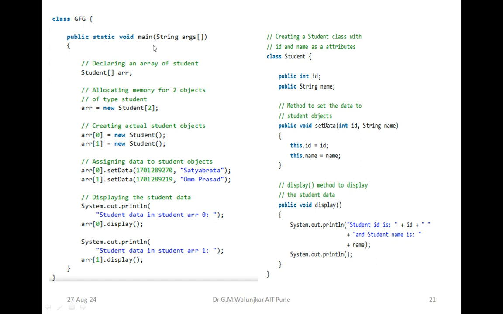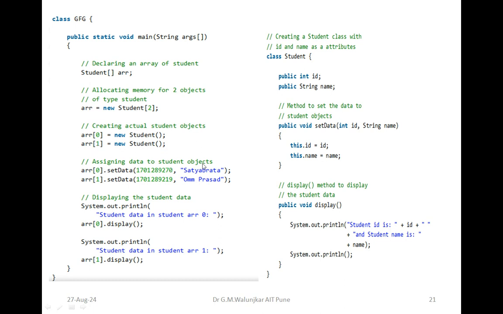Inside the GFG class we have the main function. Then for this Student class we are creating the array arr. So arr is equal to new Student[2], allocating memory for two objects of type Student. That is done by this statement. Then creating actual student objects: arr[0] is equal to new Student and arr[1] is equal to new Student. So heap memory will get allocated for these two different objects.